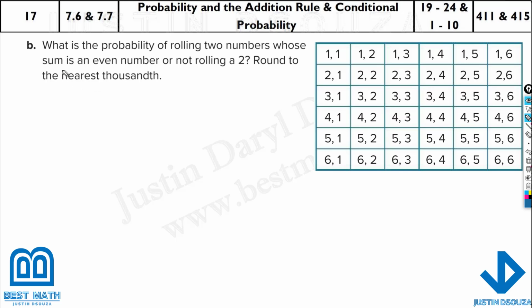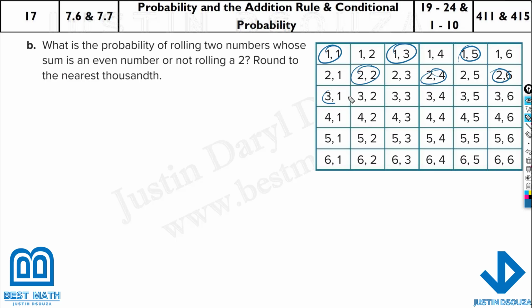Now, the second part of this question is, what is the probability of rolling two numbers whose sum is an even number and not rolling a 2? Okay. Here, sum of even numbers. Whenever two even numbers are there, it will be even, or two odd numbers. But whenever even and odd, it doesn't work out. See, these won't work out. This is even odd, and over here these are even numbers. Similarly, you can see here it is this, and this.